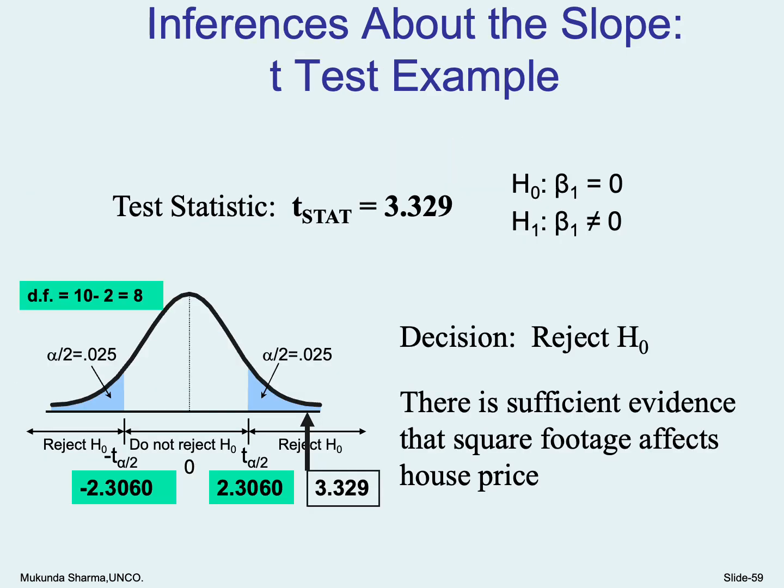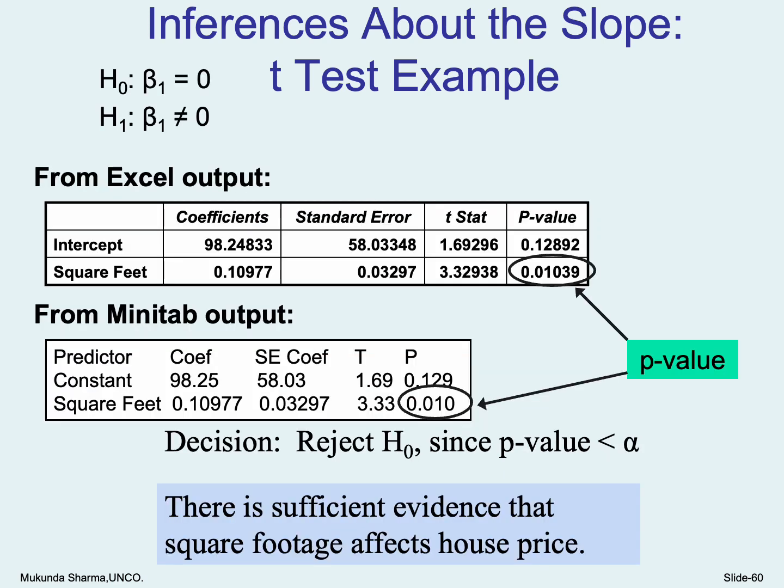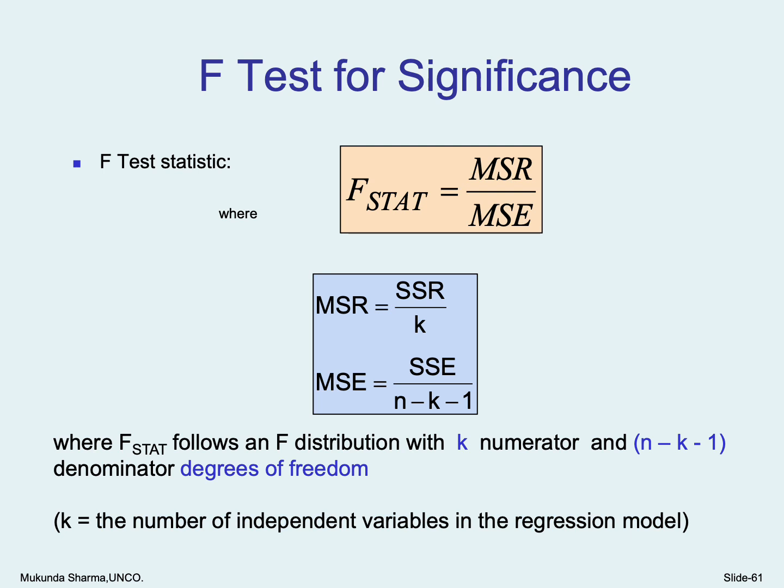Here the test statistic value is 3.329 and the critical value is 2.3060. It shows that our test statistic value is greater than the critical value. It means we have to reject H0, saying that there is sufficient evidence that square footage affects house price. And also we can use the p-value method here.